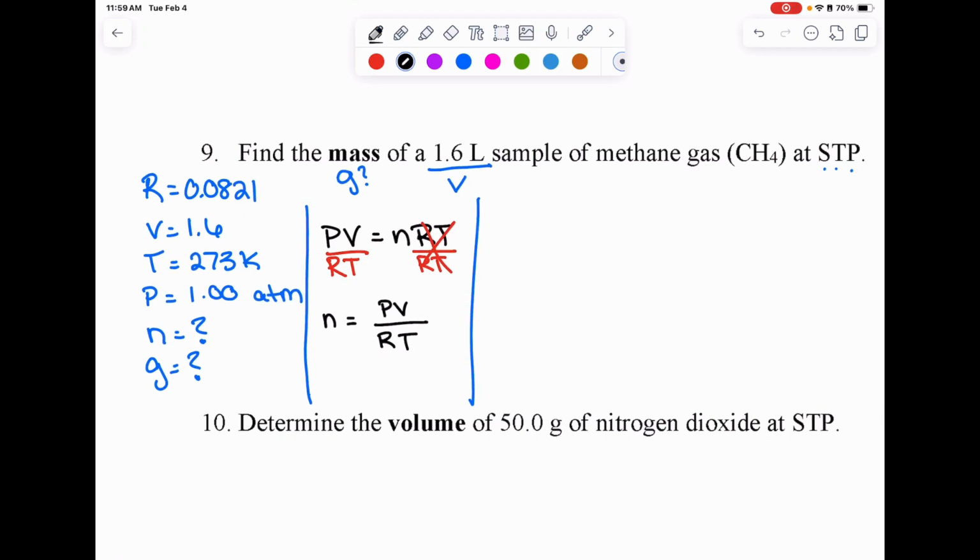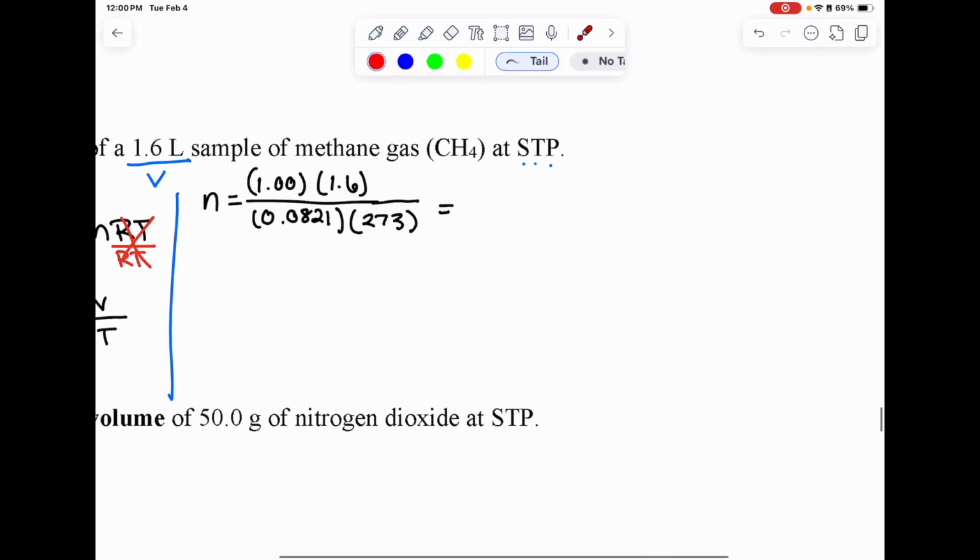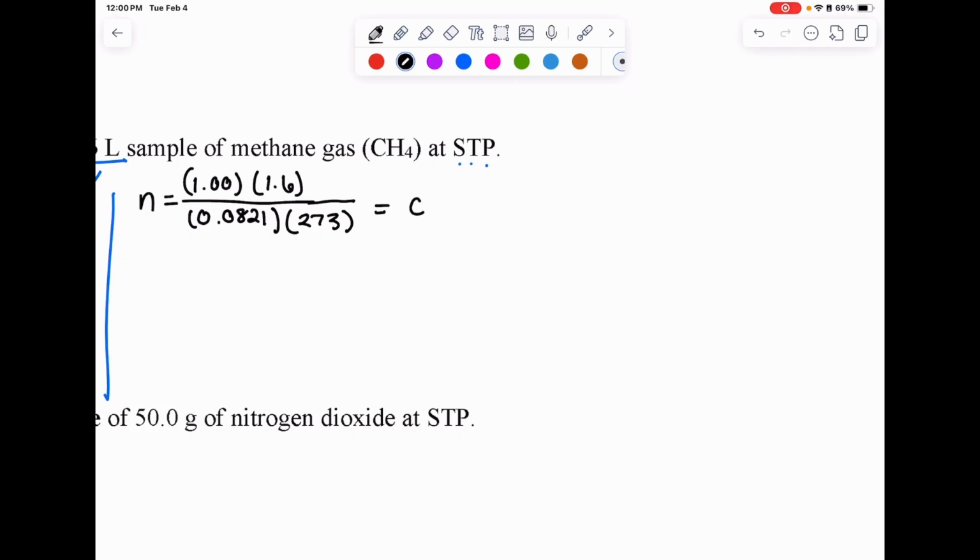Anyways, so we know for this problem, n is equal to P, pressure, which is 1, times volume, which is 1.6, divided by rate, which is 0.0821, times temperature, which is 273. So plugging this in exactly like this into the calculator, you will get a total of 0.0714 moles. And that's going to be your n. Your n stands for number of moles of CH4 in this problem.